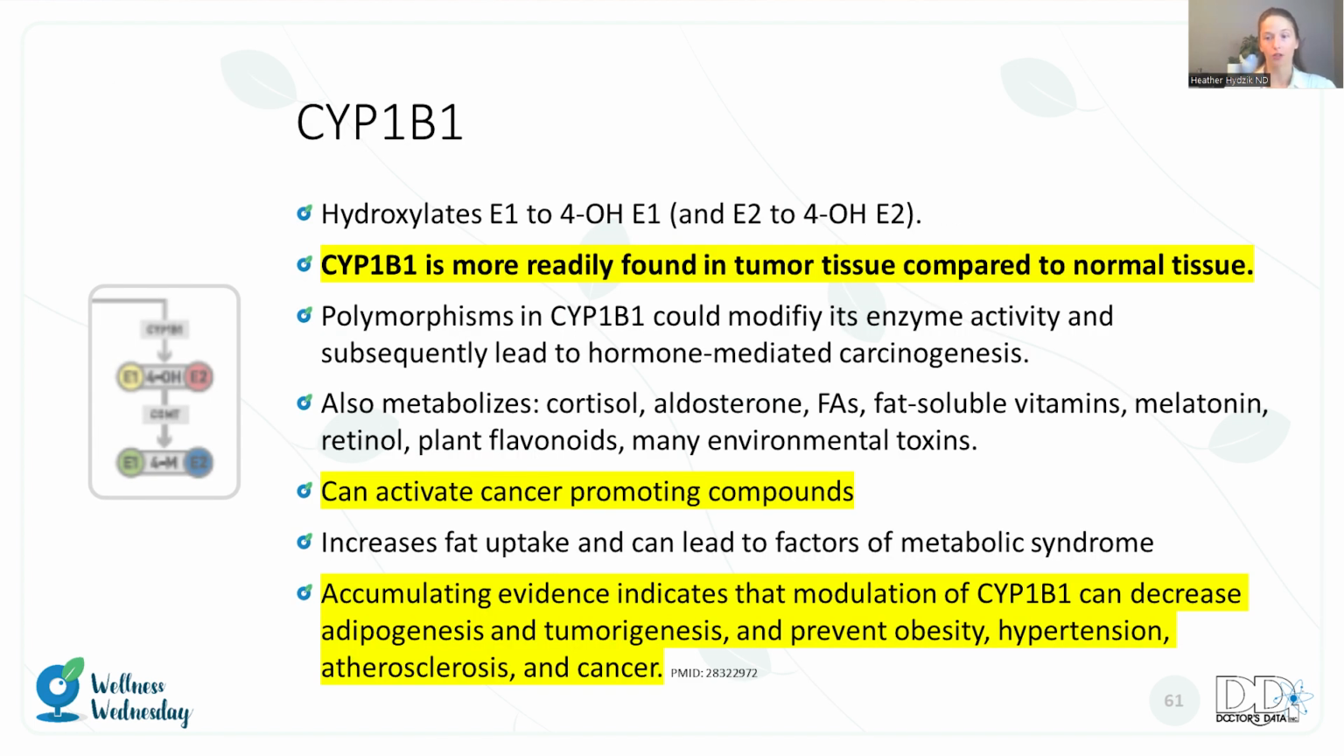CYP1B1 takes estrogen down the 4-hydroxy pathway. Usually this is less desirable from an estrogen perspective, but there are some positives to this. This enzyme is more prevalent in tumor tissues. It increases fat uptake, and it's associated with metabolic syndrome, but it also has these beneficial functions. It seems to protect from cancer in some cases too. Mice that do not have enough CYP1B1 have more lung tumors. It helps in eye development, reduces oxidative stress.